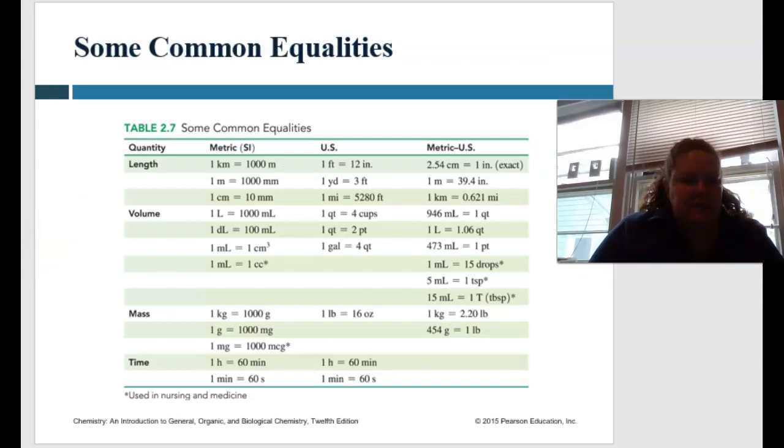Here are, again, some common equalities. Equalities just meaning things that are equal. Okay, so this is a great table to have at your table so that we can do some of these calculations. So length in metric is the same as US. The metric to US conversion, again, is exact, right?